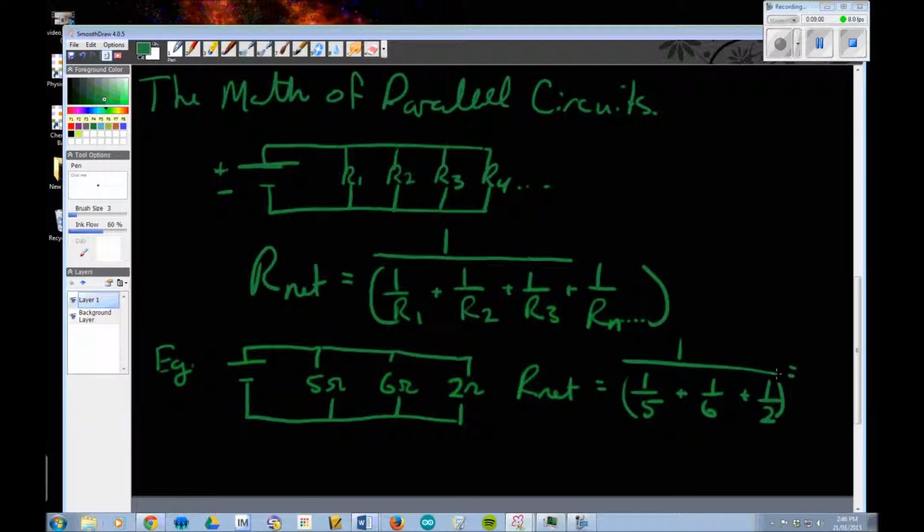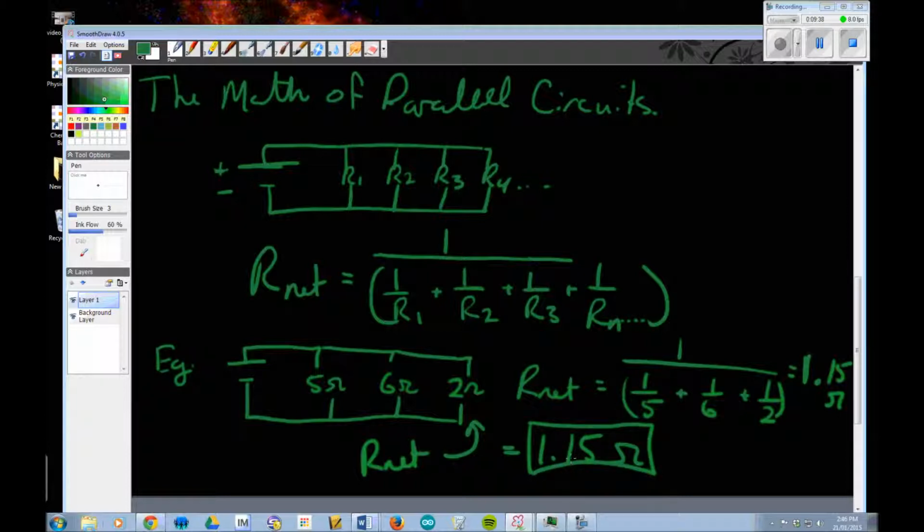I'm just going to calculate that. Just give me a second. So I get 1.15 for that. Maybe double check and see if that's what you guys get. Okay, so the R net of this circuit here is 1.15 ohms.